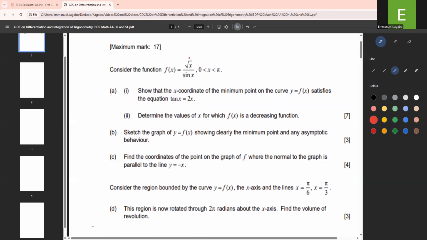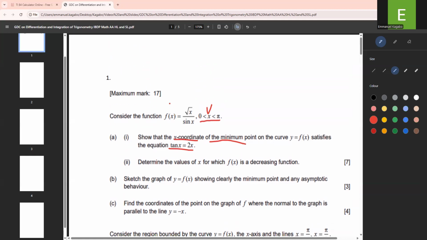Now, if f(x) is given as that, show that the x coordinate of the minimum point on the curve satisfies this equation. See, I'm underlining the keywords here. Those are the keywords. Another keyword here in the equation is the domain, 0 to 2π. The values of x are defined from 0 to 2π. Very important to know that one in the domain.